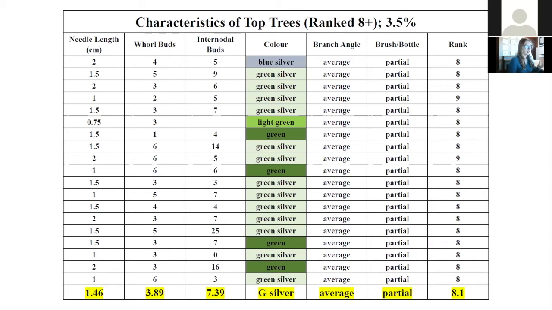Your branch angle is average across everything. Your bottling of brush is at least partial everywhere. And our average rank there is 8.1. So you can see you just have a couple 9s out of all the trees that we were looking at.